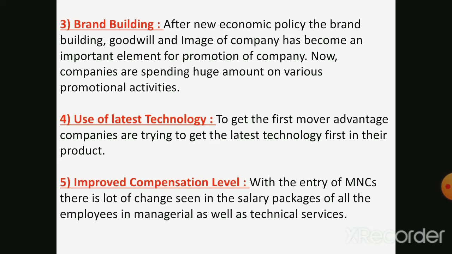Next is improved compensation level. As we know, with the entry of multinational companies, there is a lot of change seen in the salary package of all the employees in the managerial as well as technical services. Starting salary for engineers and management graduates has risen significantly. Companies are following performance-based bonus schemes and incentives so that they can get better performance from the employees working in an organization. And it has become very popular.